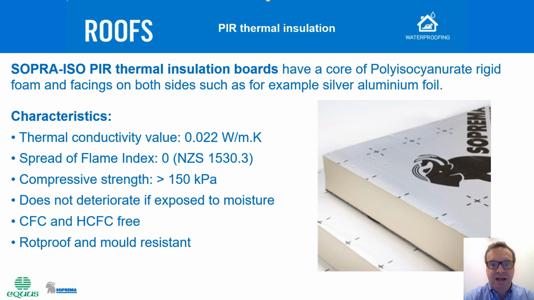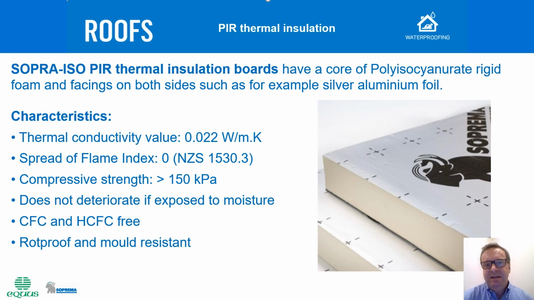These boards have what we call a thermal conductivity coefficient or lambda value. This is an important figure because it dictates the actual R value of a certain thickness of an insulation board. When we look at PIR, you can see that you need thinner boards in order to get to the same R value when we compare it to other insulation materials.